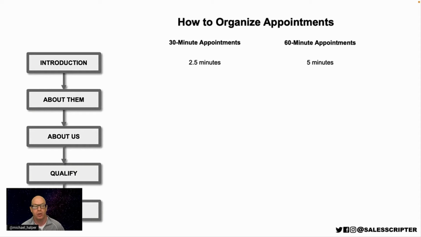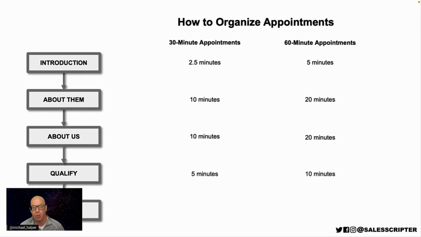So for the introduction, you probably want it to be a couple minutes. For a short 30-minute meeting, you can spend 5 minutes, for a 60-minute meeting. Then the about them would be 10 minutes for a 30-minute meeting and 20 minutes for a 60-minute meeting. The about us is the same amount of time. So you spend the same amount of time talking about them that you spend about us. And this is where you're talking about how you can help. And it's 10 minutes for a 30-minute meeting, 20 minutes for a 60-minute meeting.